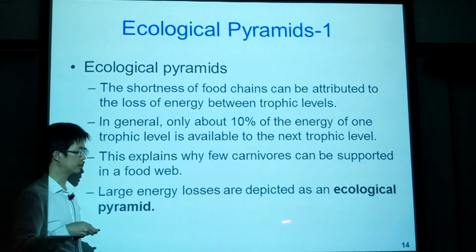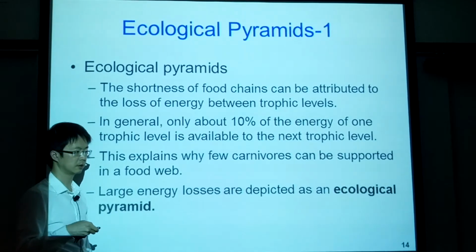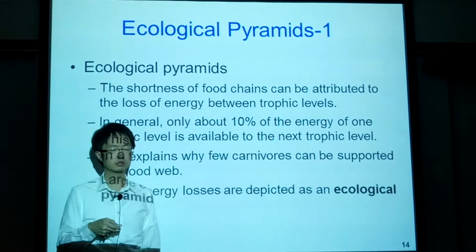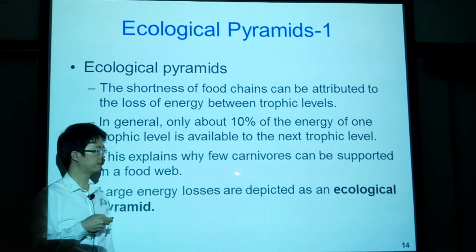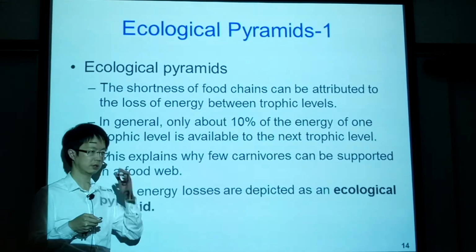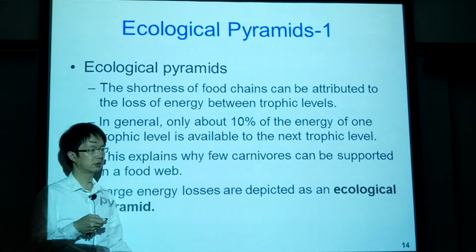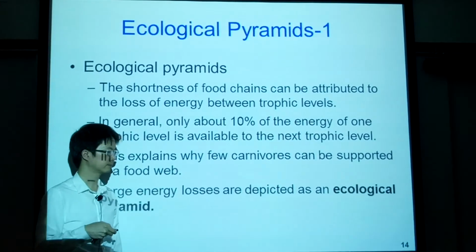And we can depict this energy flow in a pyramid. And this also explains why carnivores usually need to eat a lot of food. We need to eat lots of food to compensate for the loss of energy.